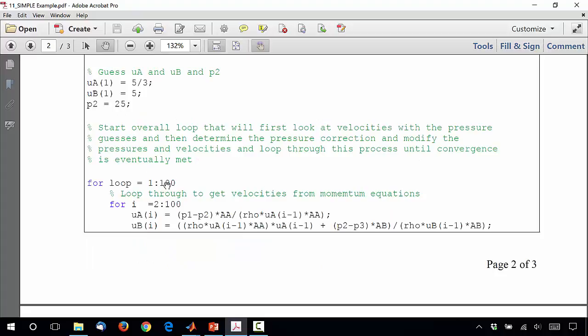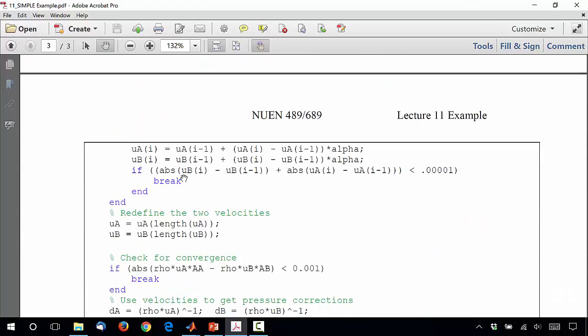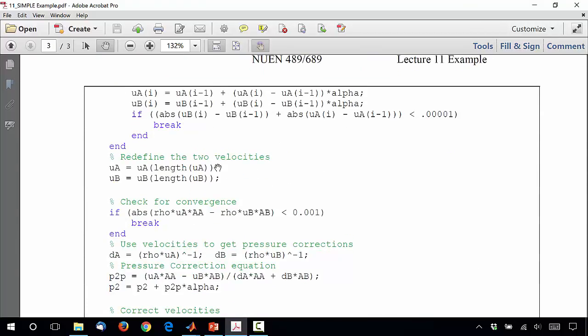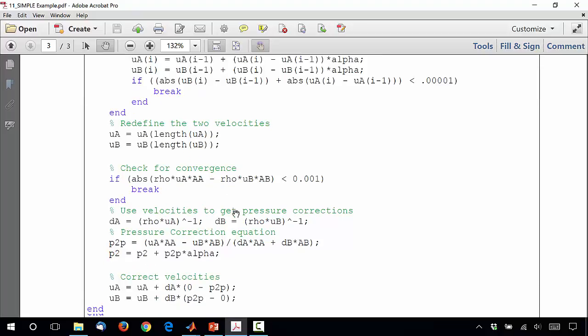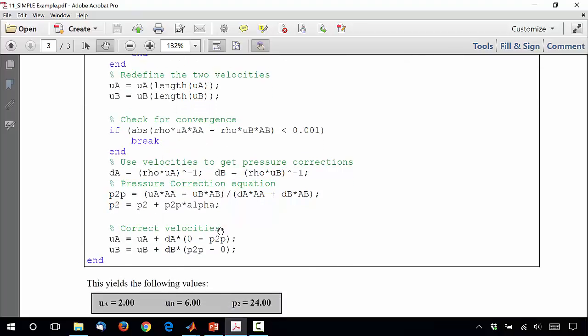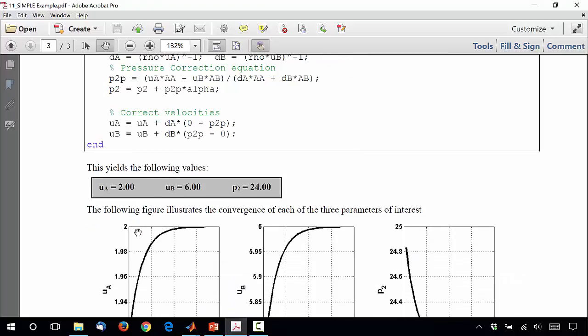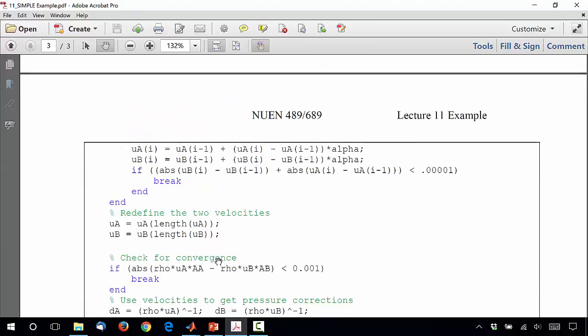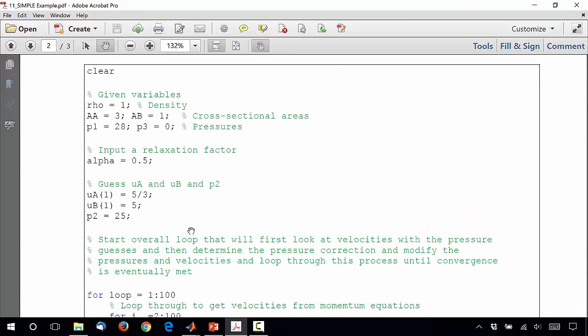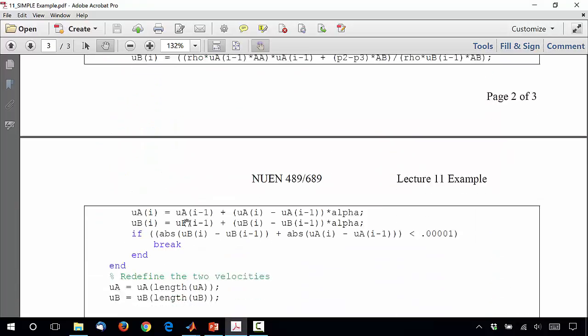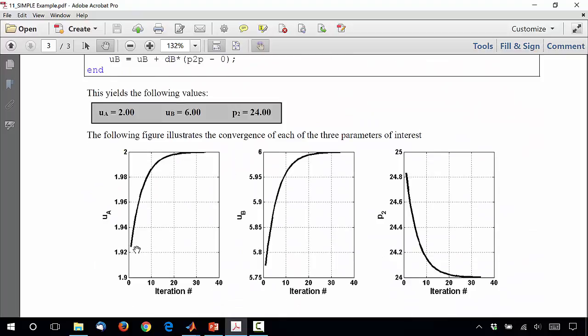In this case, I set the overall maximum iterations to 100, and then I've got a couple of different places we're checking for convergence. Here's our pressure correction equation, and we correct the velocities, and this will kick us out at some point. And if we take a look at this code, if we just run the code as is, you notice I have a relaxation factor here somewhere. This alpha is my relaxation factor. Right now it's set to 0.5. So if you run that code with alpha 0.5, you'll see the following.